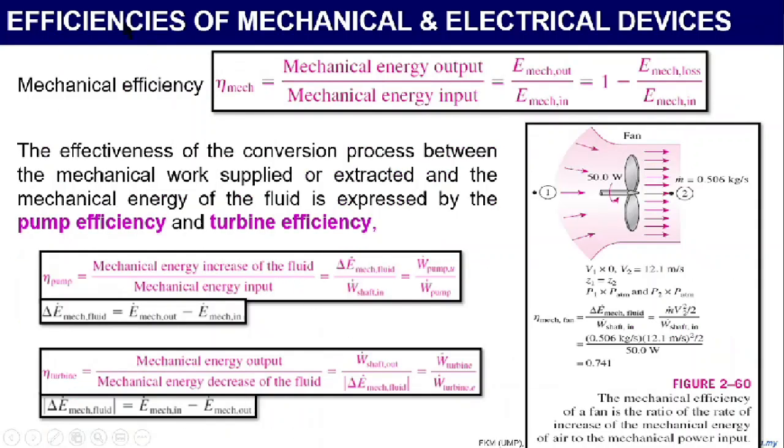Now, let's see the efficiencies of mechanical and electrical devices. The equation for mechanical efficiency can be seen here. The effectiveness of the conversion process between the mechanical work supplied or extracted and the mechanical energy of the fluid is expressed by the pump efficiency and turbine efficiency, which you can see in the equation below. Please also read the thermodynamics book regarding this pump and turbine efficiency.